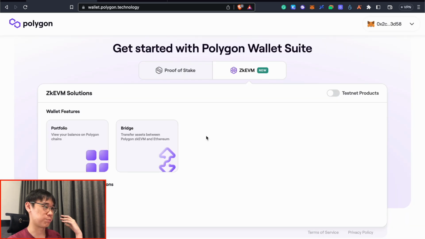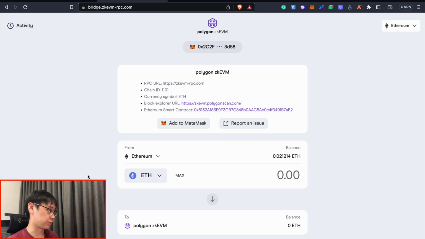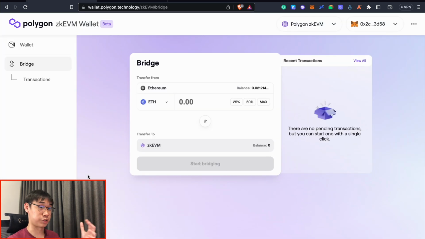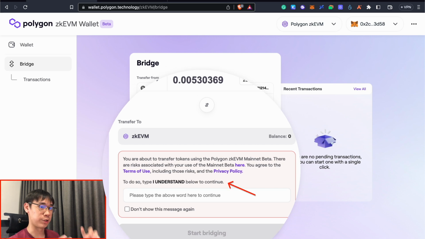The very first way that we can bridge our funds over to the zkEVM is by using the official bridge by Polygon. There are actually 2 different interfaces for this bridge, but I would think it doesn't matter which platform you're actually using. Before you bridge your funds over, Polygon requires you to acknowledge this disclaimer where you are aware of the risks involved of using the Polygon zkEVM.